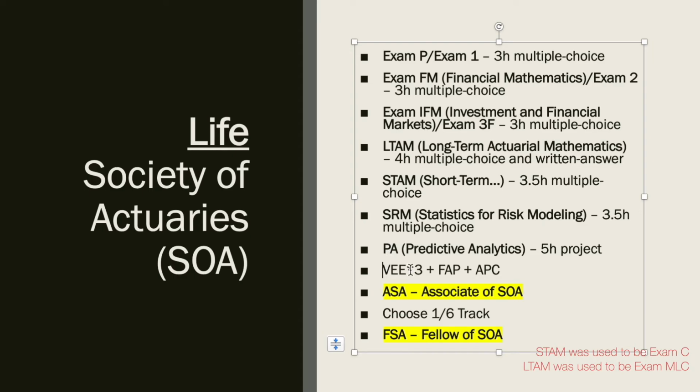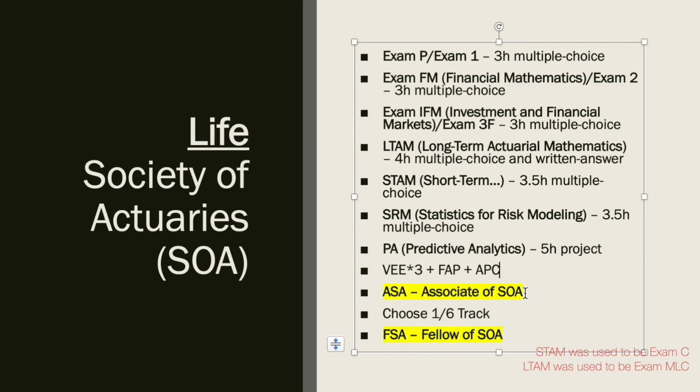Similar to CAS, you also need some VE credits. Again, you can use your university courses to get them. And then we've got FAP. So FAP is similar to CAS online course. And APC is SOA's professionalism course. Once you meet all the requirements, you will become an ASA.